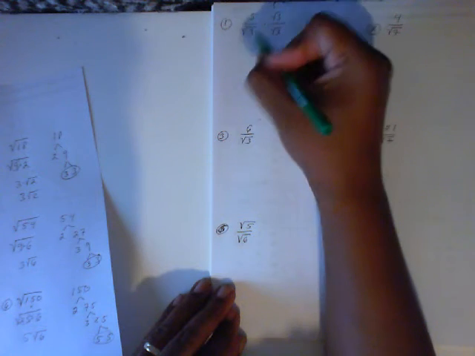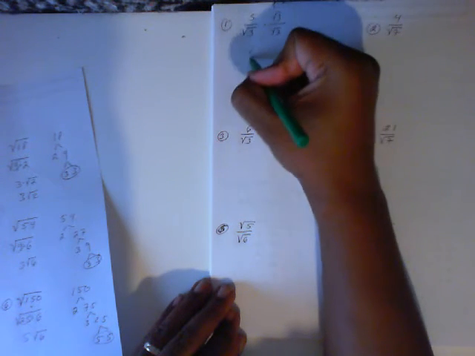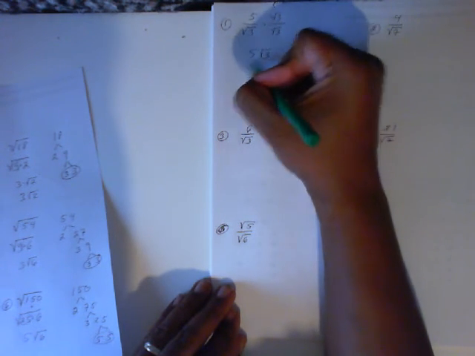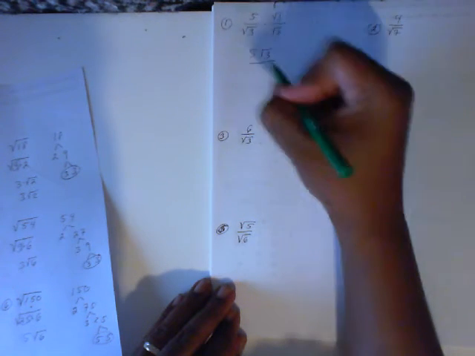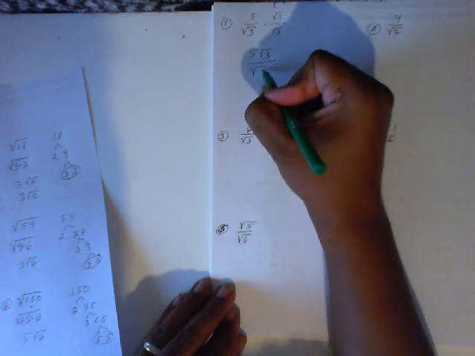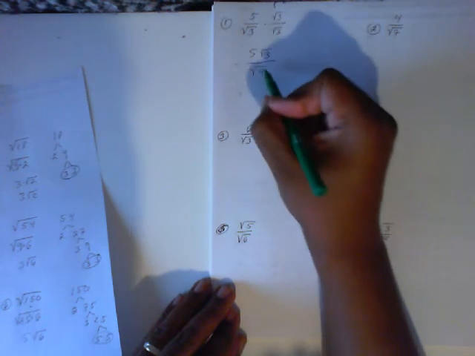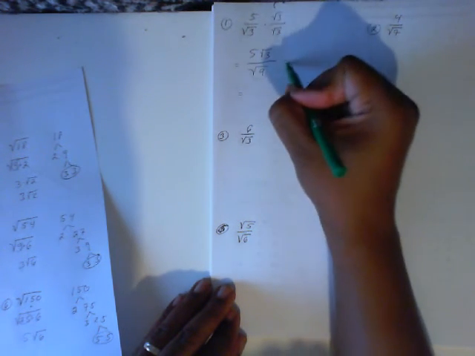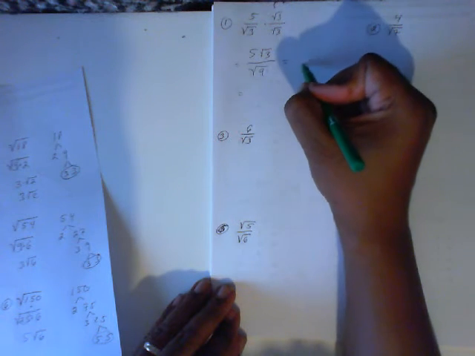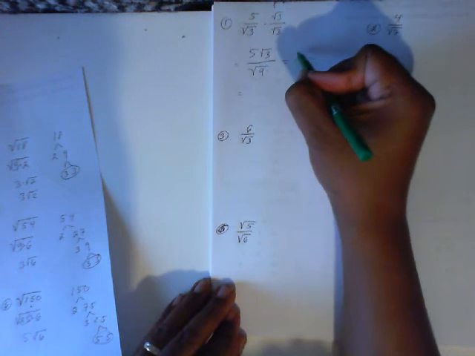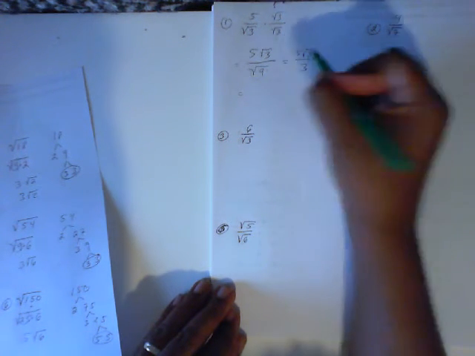Okay, so multiplying these, 5 times the square root of 3 gives us 5 times the square root of 3. The square root of 3 times the square root of 3 gives me the square root of 9. The square root of 9 becomes a 3 without a root. And 5 square root of 3 is left in the numerator.